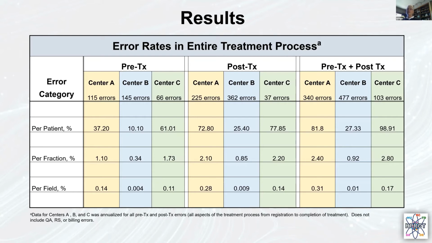You can look at center A had 37% of all patients had some mistake. Now keep in mind that these mistakes cover everything in the treatment process. It does not, however, include quality assurance, radiation safety, or billing errors. This is treatment only. But 37%, 10% at center B, and then 61% at center C. The good news was these were caught pre-treatment. But if we go to post-treatment, center A has 72% per patient, 25 and 78%.